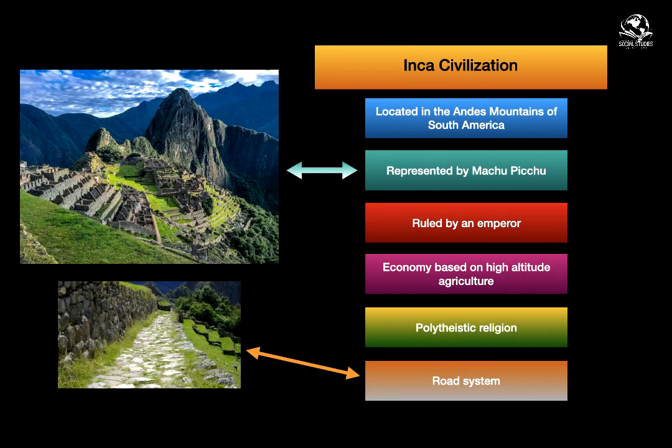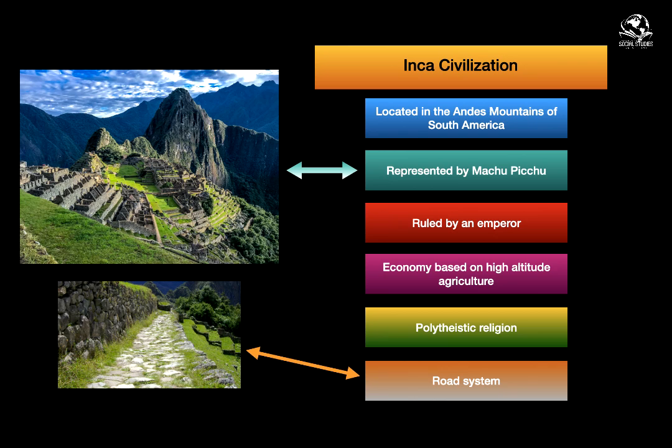Next up, we have the Inca. They're located in the Andes Mountains of South America, and they're represented by Machu Picchu. So if you look to the left, Machu Picchu is this city that's way up in the Andes Mountains. I'm going to show you in Flight Simulator how high up it is. So this is a big tourist attraction today, but you have to hike way up there to get there and see it. This is so out of the way that the Spanish conquistadors never found this city.